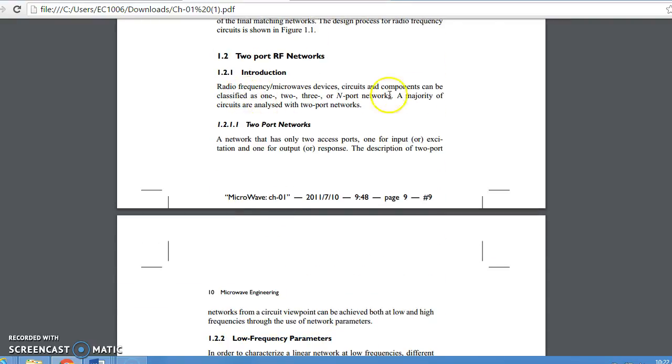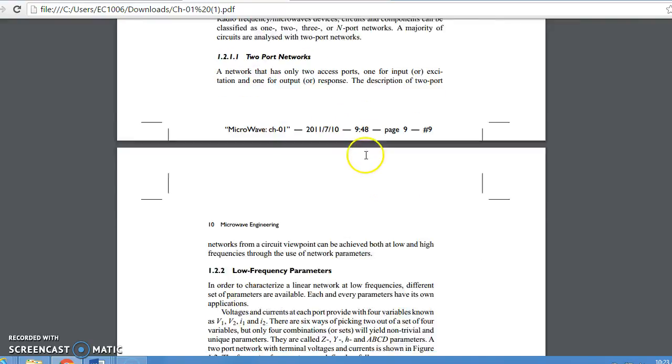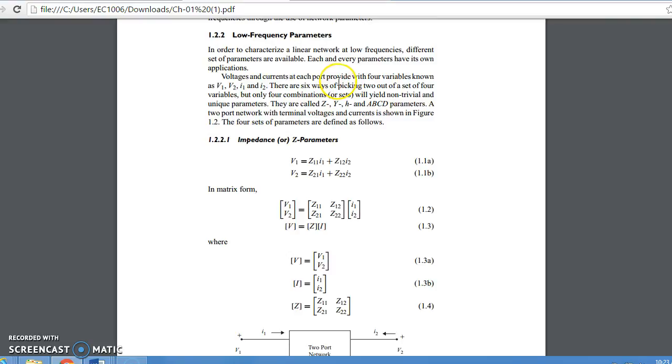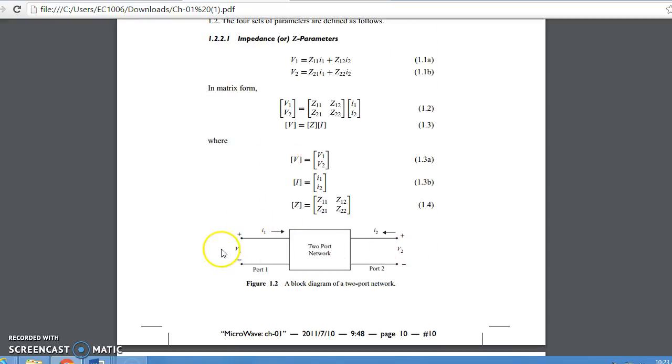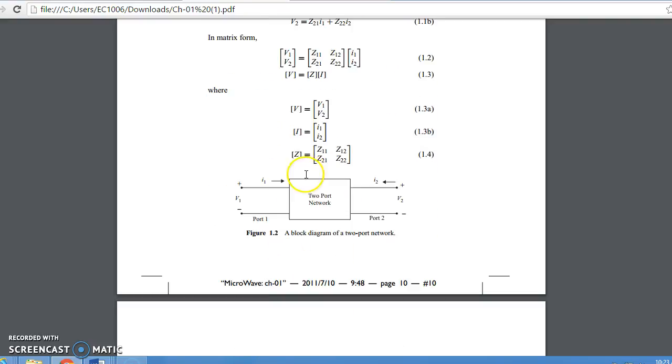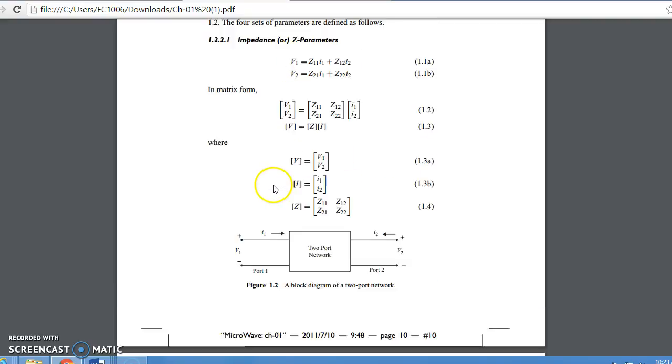An RF network can be classified as a one-port, two-port, three-port or n-port network. A majority of circuits can be analyzed with two-port networks. So for low frequency parameters, in order to characterize the linear network at low frequency, different sets of parameters are available. Each and every parameter has its own applications. Voltage and current at each port will provide 4 variables known as V1, V2, I1 and I2. This is V1, this is V2, input voltage, output voltage. Then I1 and I2: this is I1, incoming current, and then outgoing current.